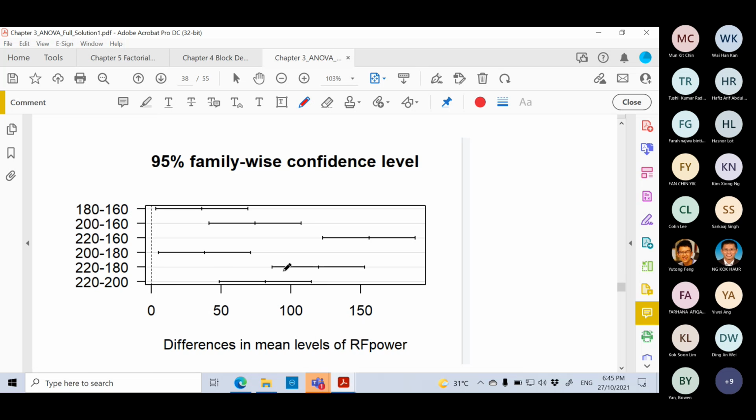So this one is the first interval here. The interval where the mean is at the center. This one is the lower interval. This one is the upper interval. So you can see that none of them pass through the value 0. Therefore, there is a significant difference. Even though 180 and 160 are quite close to the 0, the interval does not cover the value 0. Therefore, they still have a difference between the 160 and 180.